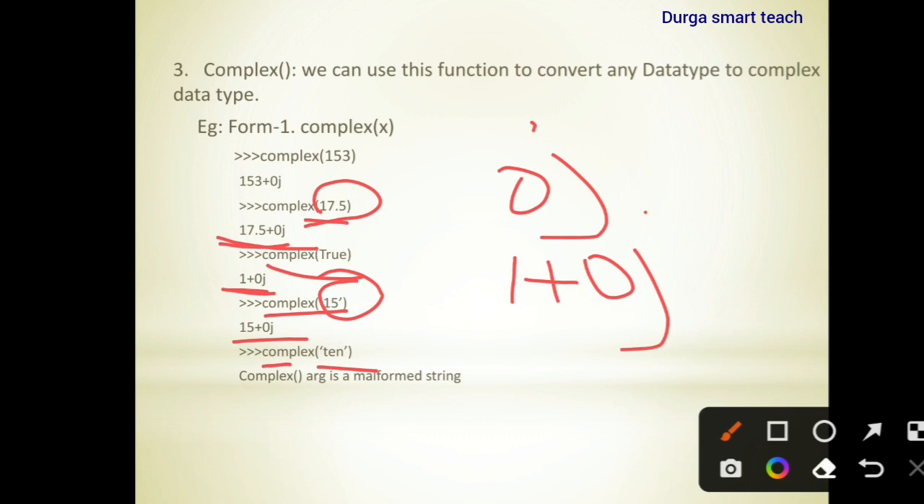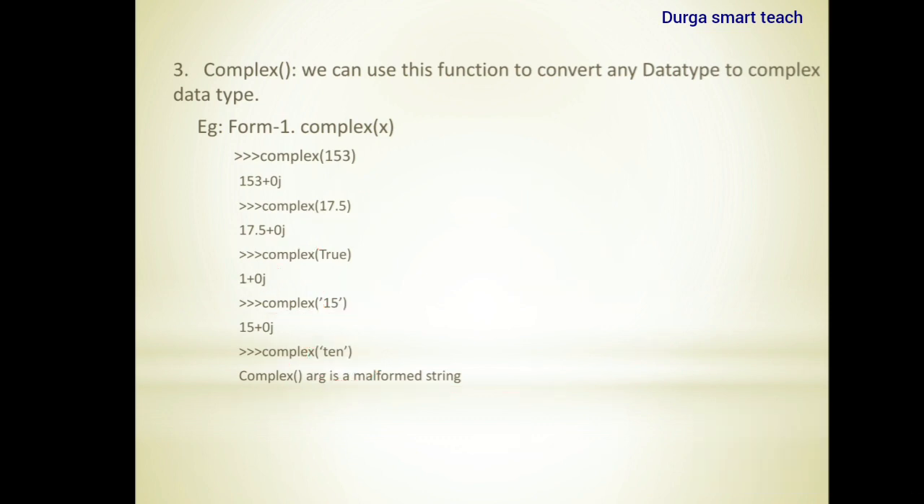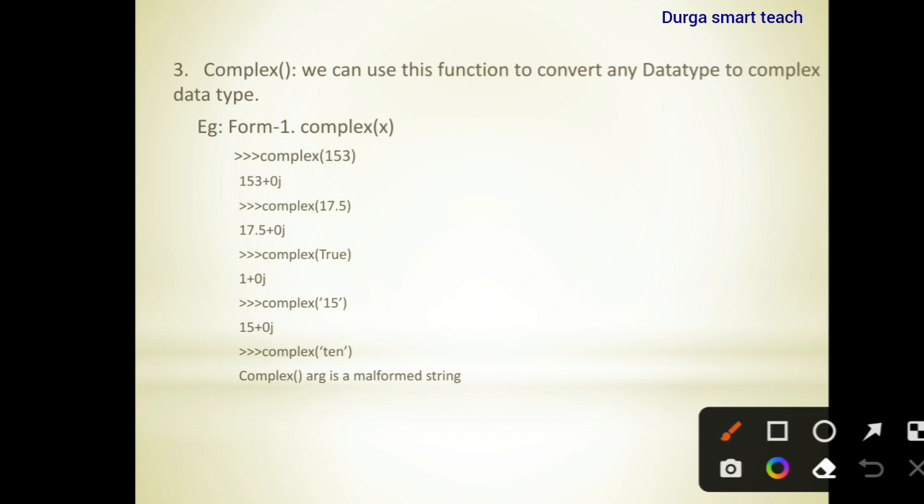Next, complex of '10'. Characters enclosed in single quotes are known as a string. Complex argument is a malformed string. A complex number string should contain only numbers and a special symbol, that is plus or minus, and only one alphabet j, but here it contains three alphabets. It is not possible to convert a string which contains characters. So by using the complex function, we can convert integer to complex, float to complex, bool to complex, as well as string to complex only if the string contains digits.